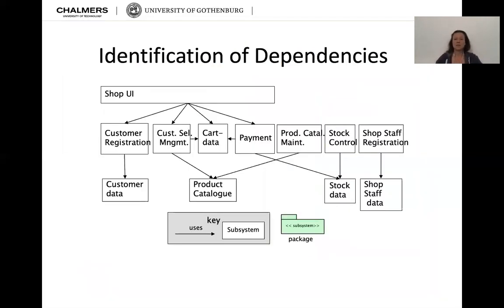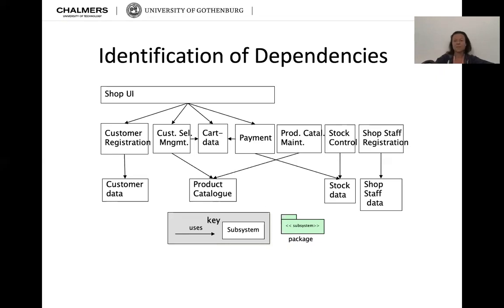And then we get to the identification of dependencies. So for the shop UI, we know that the customer registration, customer selection management, card data, and payment are definitely dependent on the UI, on the input from the UI. And then customer selection management and product catalog maintenance, they both are dependent on the product catalog. Customer registration is dependent on customer data. Stock control is dependent on stock data, and shop staff registration is dependent on shop staff data.